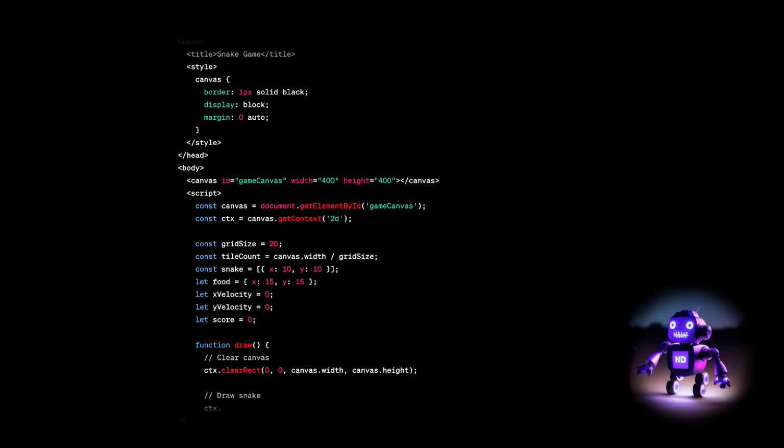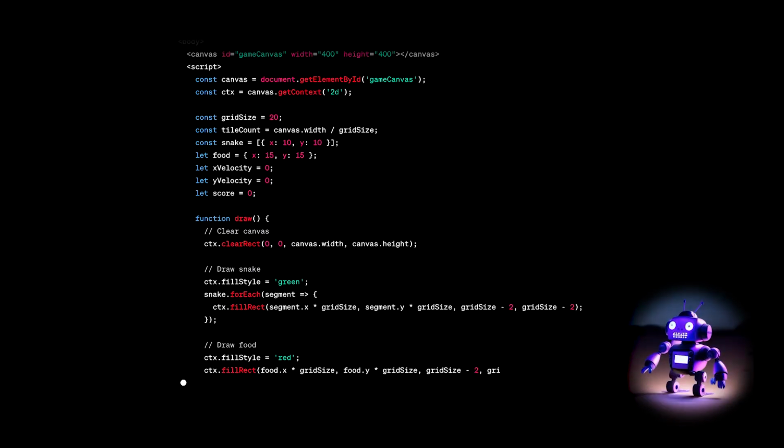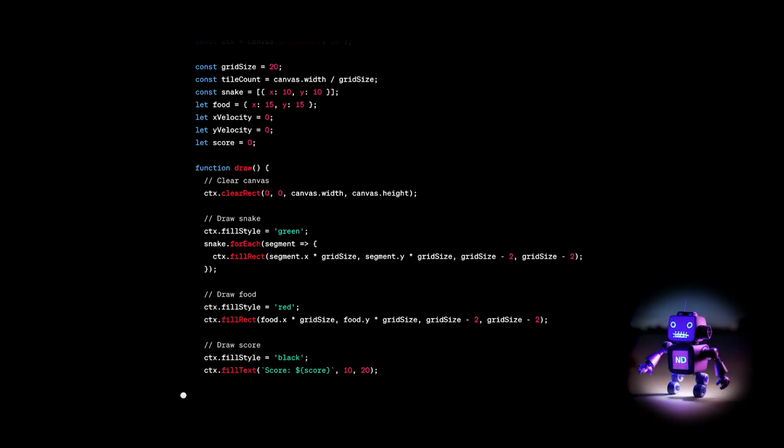Progressing to the draw function, its primary role is to render the game graphics onto the canvas. This function begins by clearing the canvas, ensuring a clean slate for each frame of the game. Then, it proceeds to draw the snake segments onto the canvas, using the specified color and dimensions. Similarly, the food item is drawn onto the canvas, indicating its position to the player.